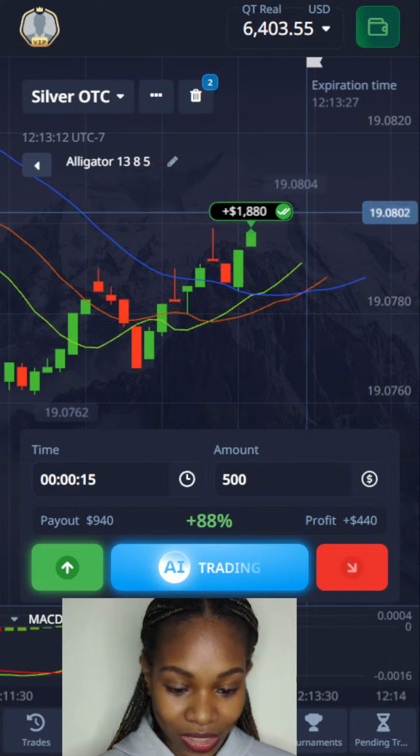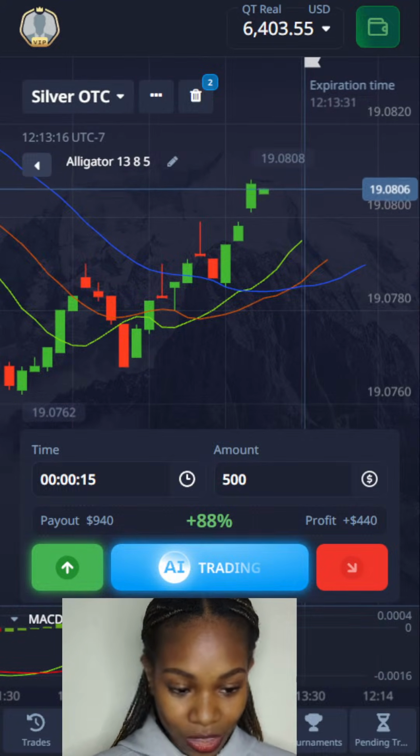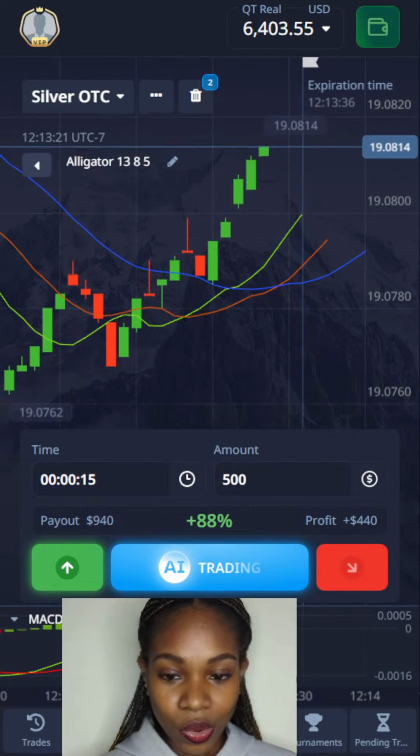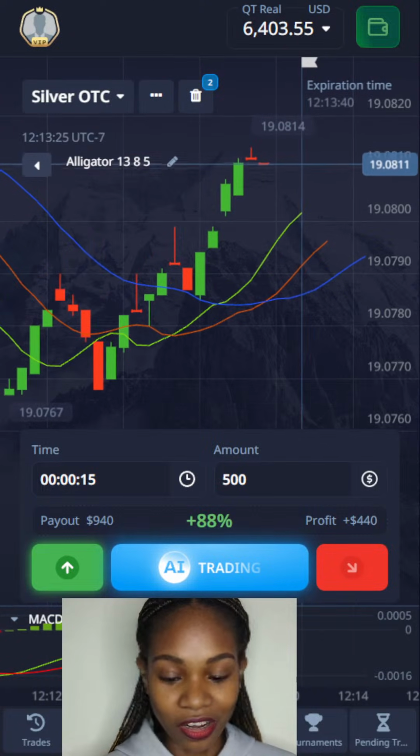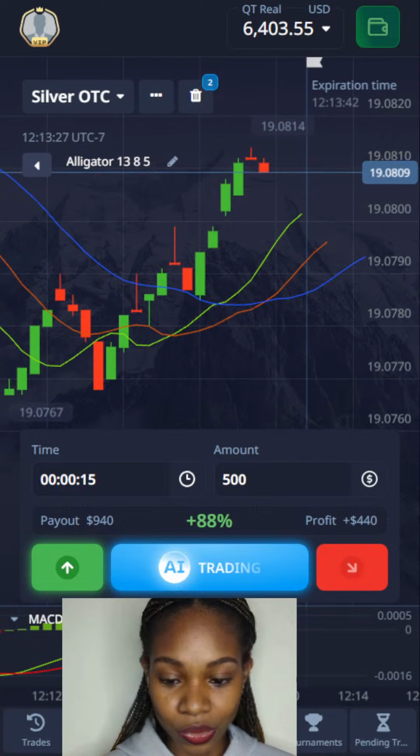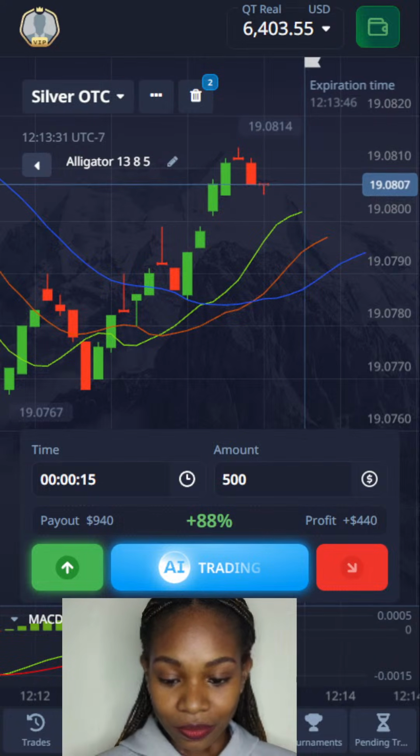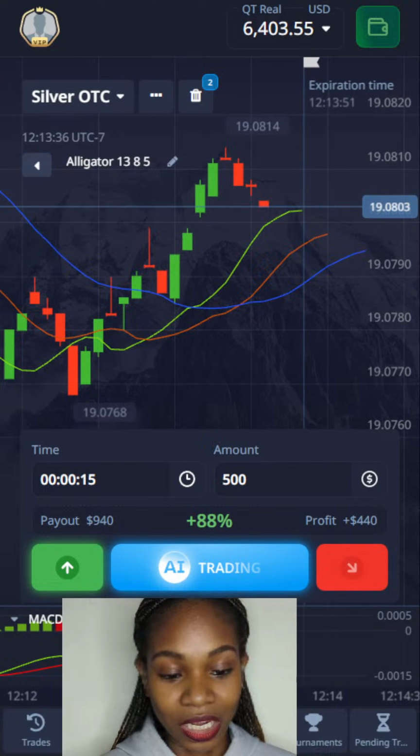Because at the end of the day, we are going to look at those engulfing candles. We are going to look at the candles closing above, the candles closing below. So please, all that, that is what we basically look at.